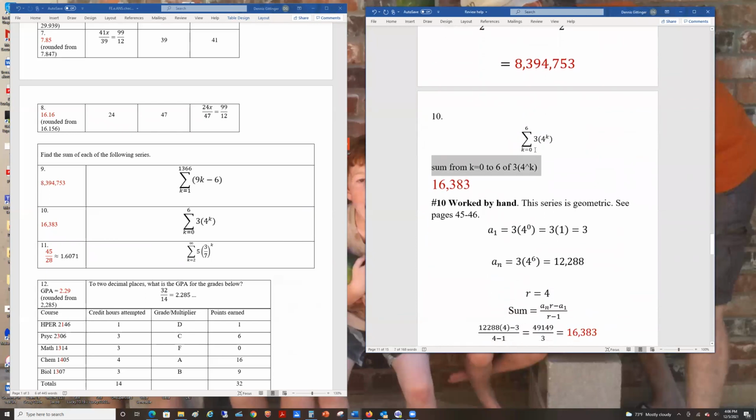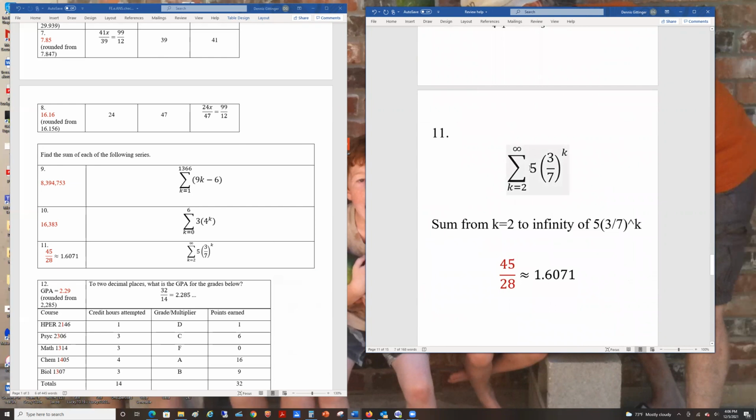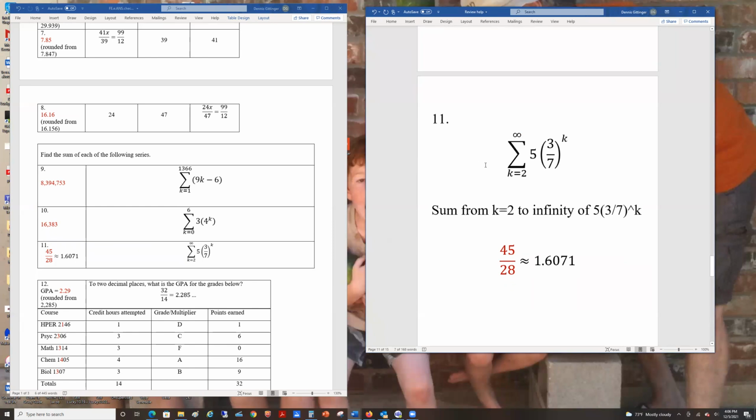All right. Number 11. It's got infinity in it. And the only kind we know about is geometric, infinite geometric series. And it turns out that's what it is. Because if you write out the first few numbers, you'll get 5 times 3/7 squared plus 5 times 3/7 to the third power plus 5 times 3/7 to the fourth power. So every term is the previous term times 3/7.